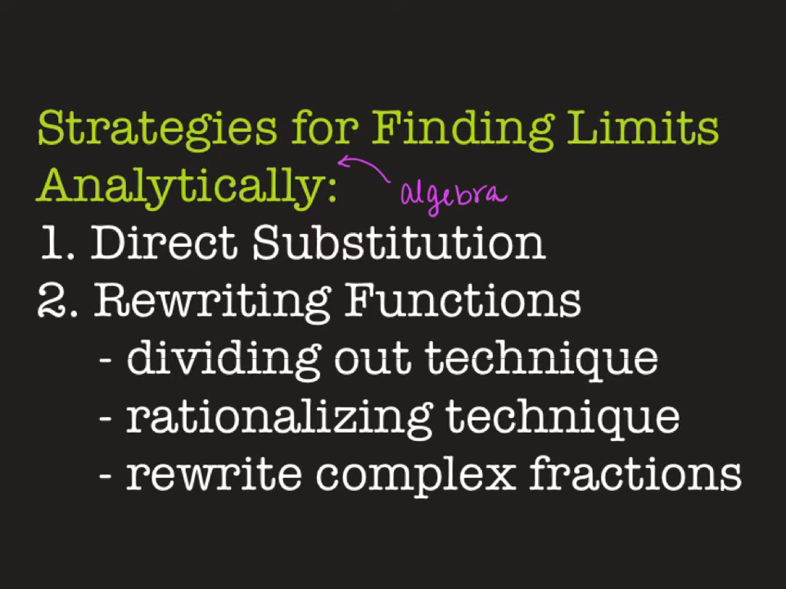First and foremost, we always try direct substitution, meaning you just plug in the value they're asking you for, and hopefully you can get a number out. Sometimes we end up with what's called an indeterminate form, and this tells us that we have more work to do. What that indeterminate form is telling us is that we're going to need to rewrite functions. This occurs when we get an indeterminate form.